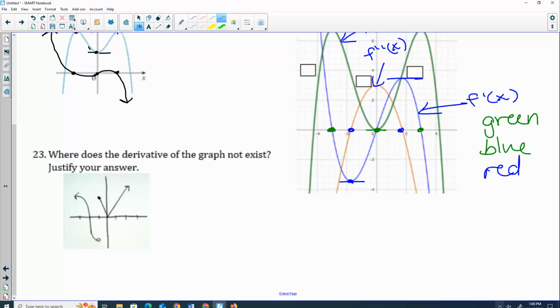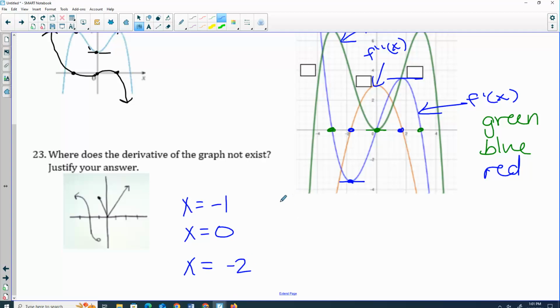At x equals -1, right? So it's negative 1. Where else? 0. There's one more. Oh, I know what it is. It's -2, because it's a 3 line.